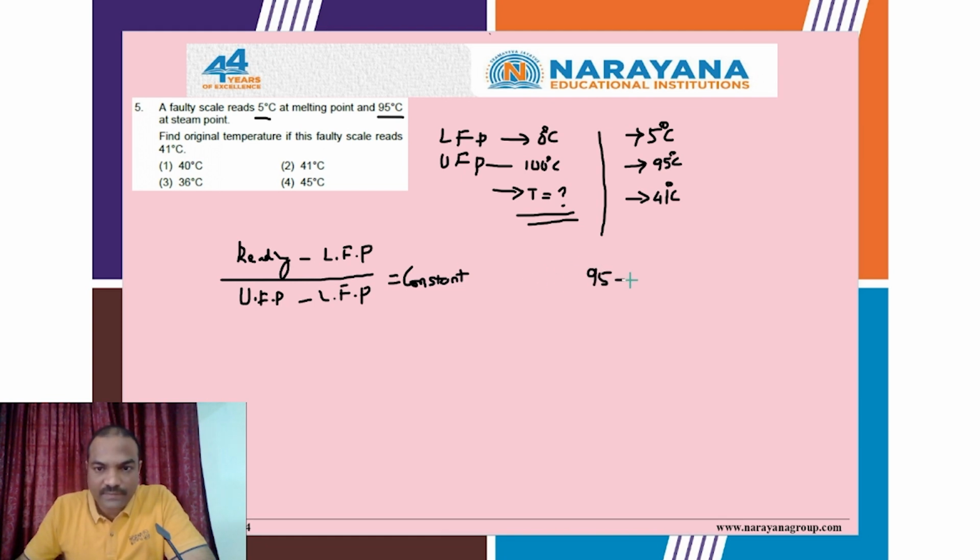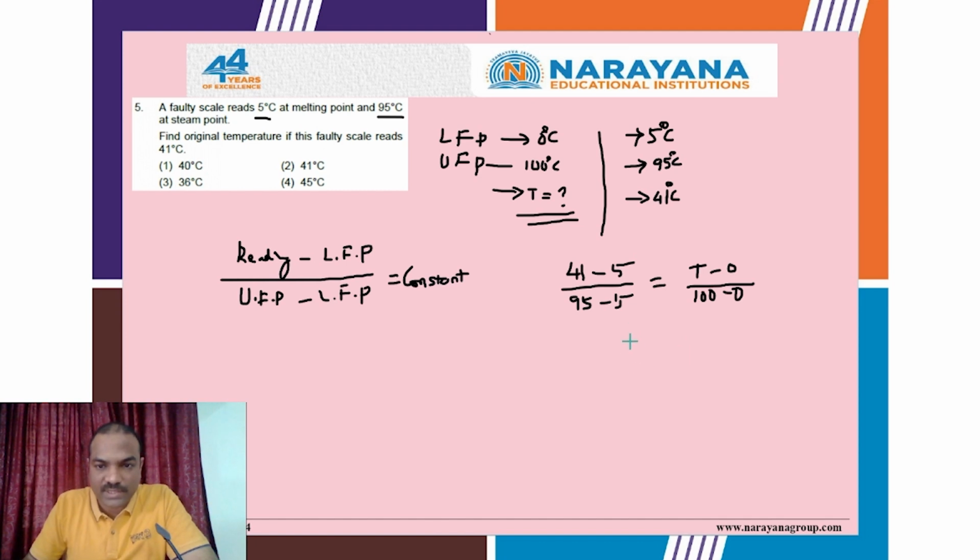So we have 95 minus 5, sorry, actually I took the denominator. Let us go with the numerator first. First, what is the reading? The reading on the faulty scale, I am writing 41 minus lower fixed point 5, by 95 minus 5. We can even write it in reverse, that doesn't matter, but I just want to follow the formula. Then we find the reading on the actual scale, which is T minus 0 by 100 minus 0. So hope you understood the ratio.